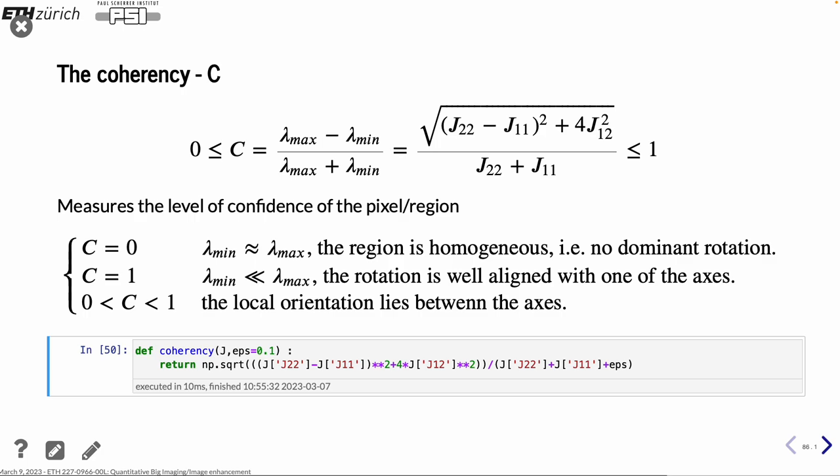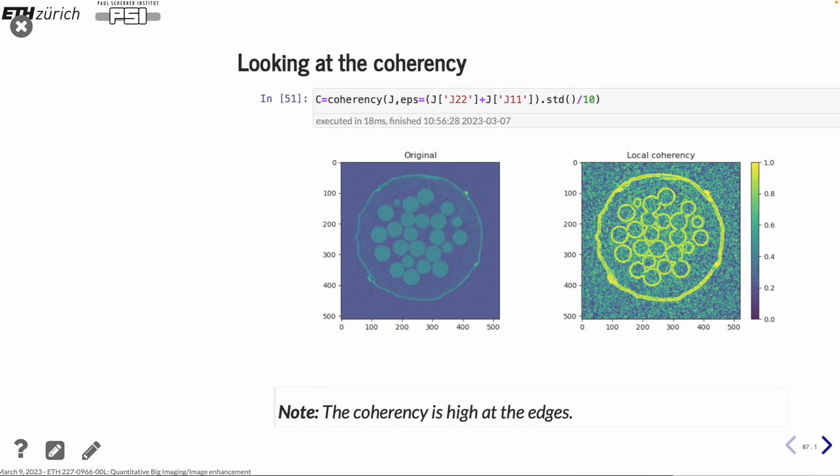This tells us that when lambda max and min are about the same, it's a quite flat region. If there is a large difference between them, then we have some preferential orientation locally. And that can also be computed without actually computing the eigenvalue for each pixel, by using the structure tensor like this here. I also implemented the coherency function, so you don't have to do that if you want to use it.